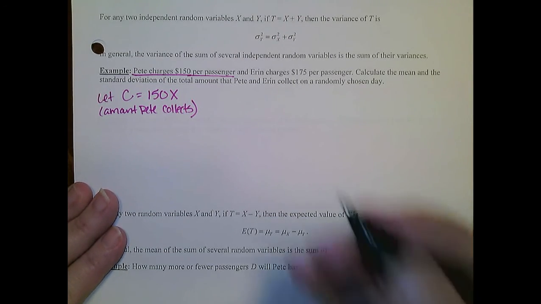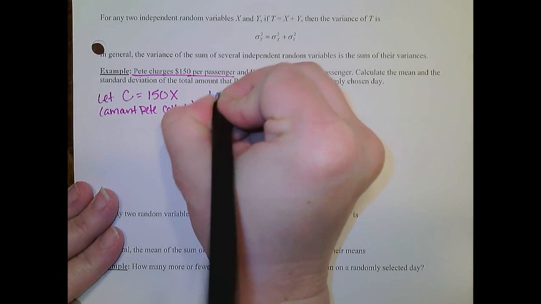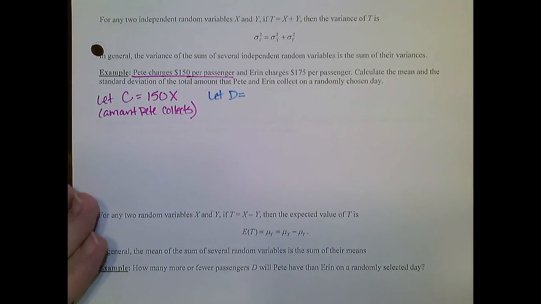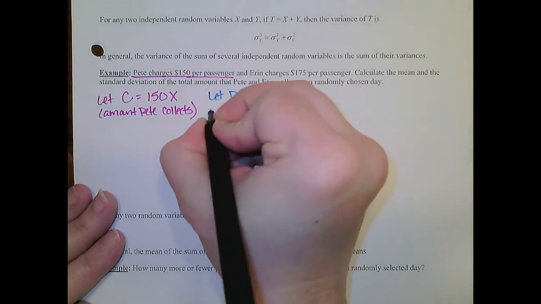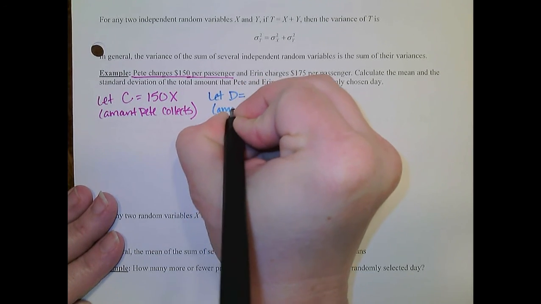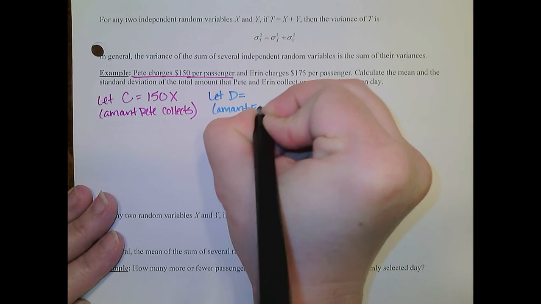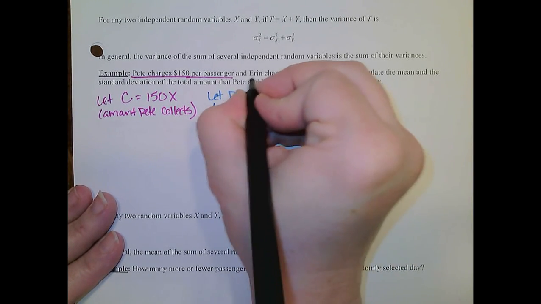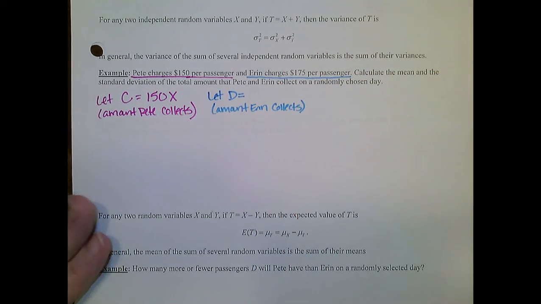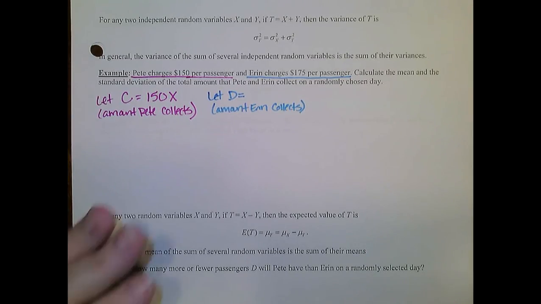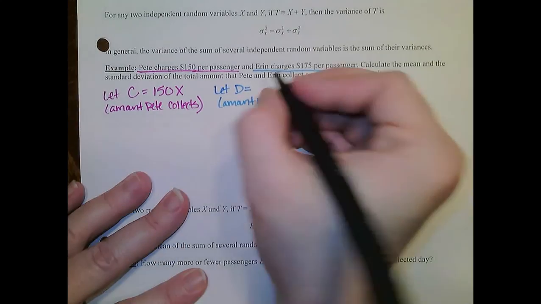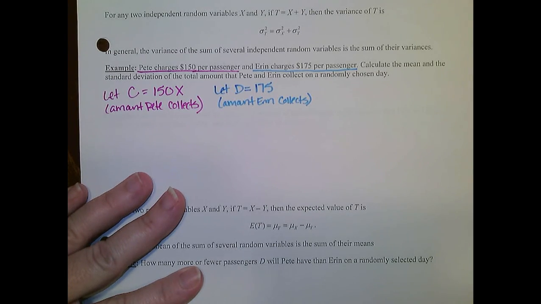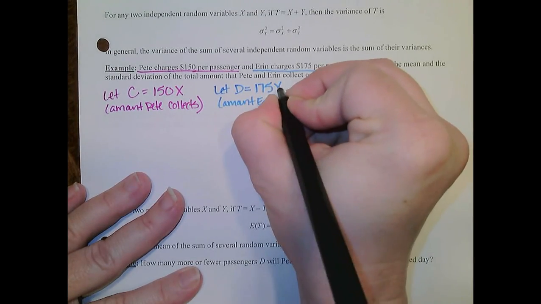Likewise, I'm going to define another random variable. We'll call it D. And I'm going to let D be the amount that Aaron collects. It tells us that Aaron charges $175 per passenger. So to find the amount that Aaron collects, we'd have to take $175 and multiply it times the number of passengers that she's carrying, which we've defined to be Y.